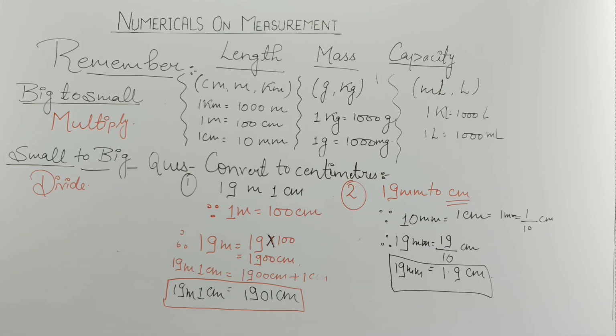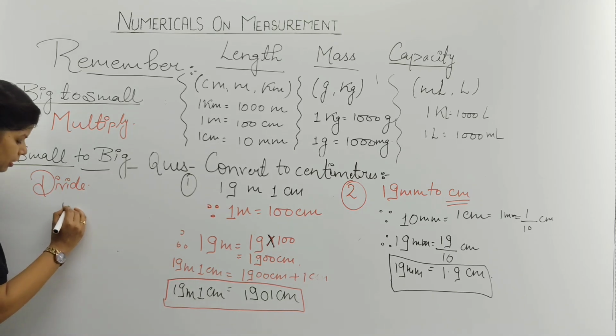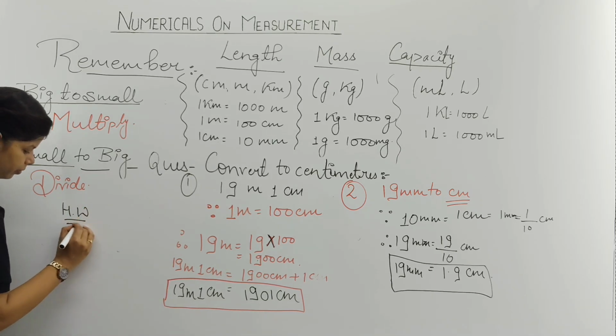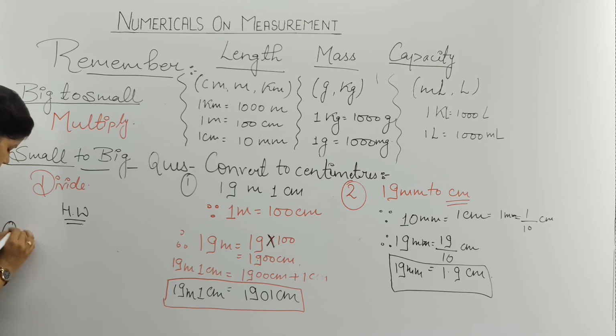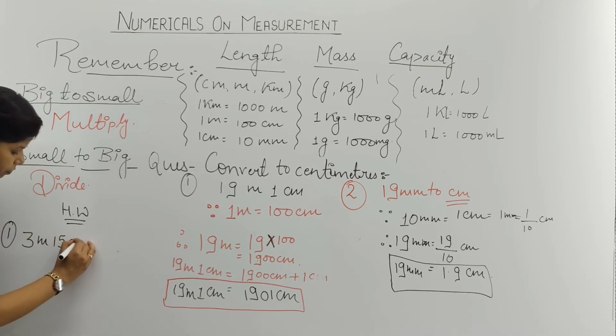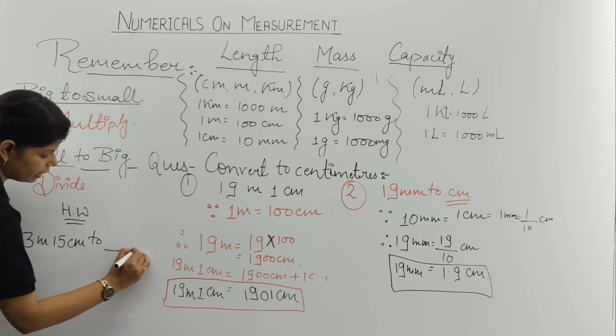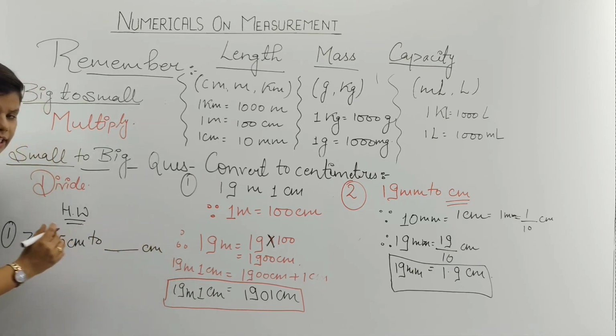Now we are moving to the other part of this, where I'll give you the numericals based on this one. Two questions I am going to give you. First is your, again homework I am writing to this side, please. For this, 3 meter 15 centimeter to dash centimeter. This is your first question I am giving you.